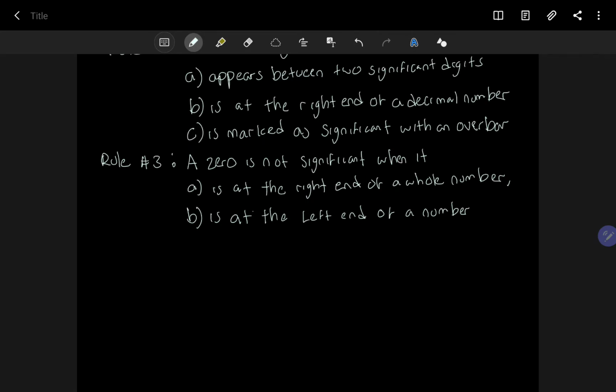So with the third rule, it's just when is it not significant. It is not significant when it's at the right end of a whole number and when it's at the left end of a number. So let's look at this rule.